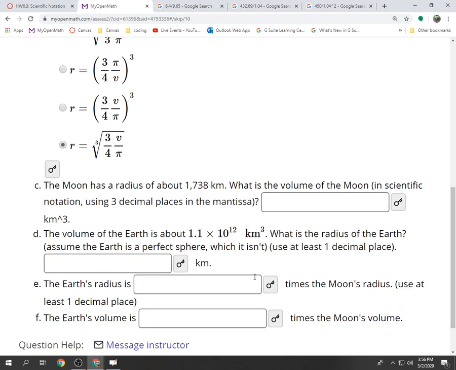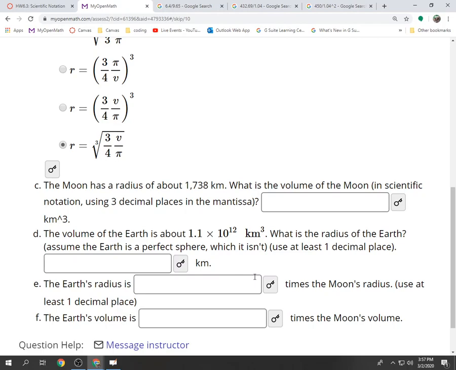So this time in class, we compared the Earth to the Sun. This problem compares the Earth to the Moon. So this says the Moon has a radius of 1,738 kilometers. That doesn't need to be in scientific notation. It's tolerable like that. But it says, find the volume and make that scientific notation, and then it says using 3 decimal places in the mantissa. So we just need to plug that into our original formula because we're given the radius.